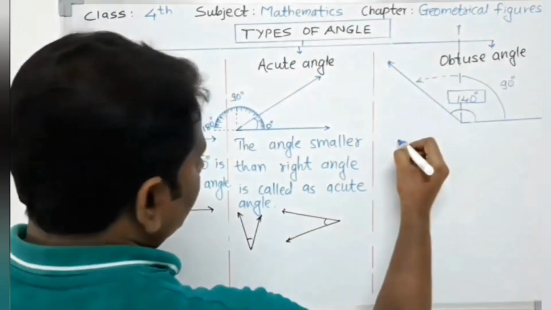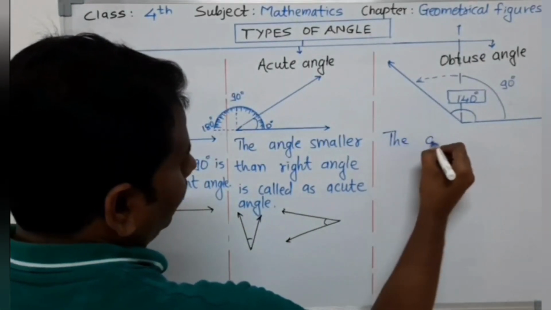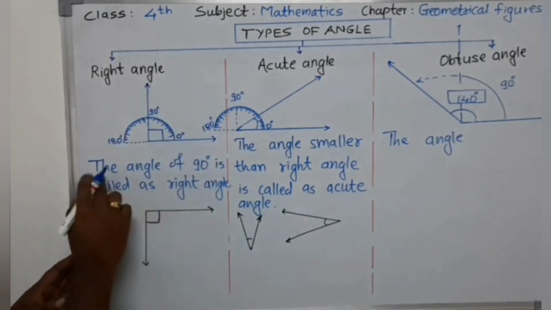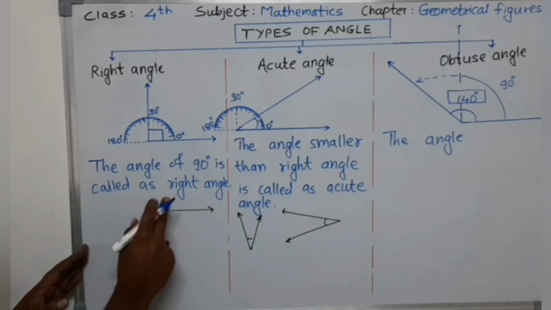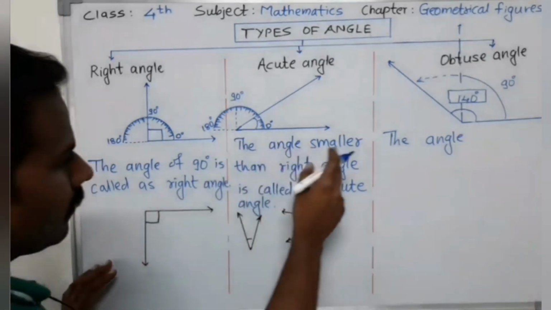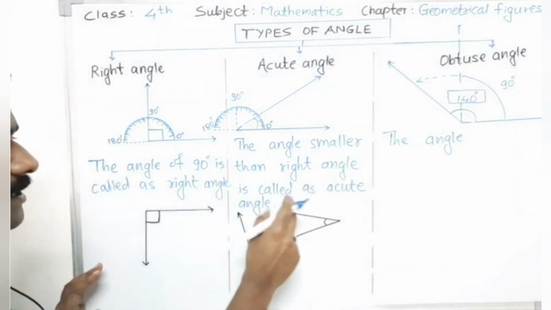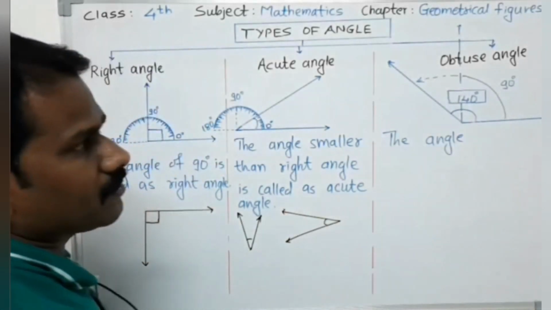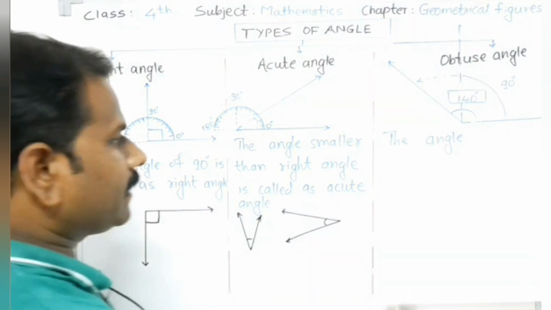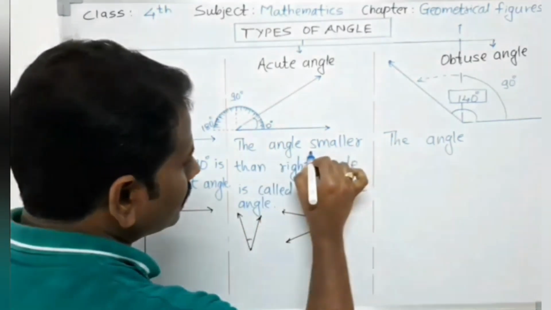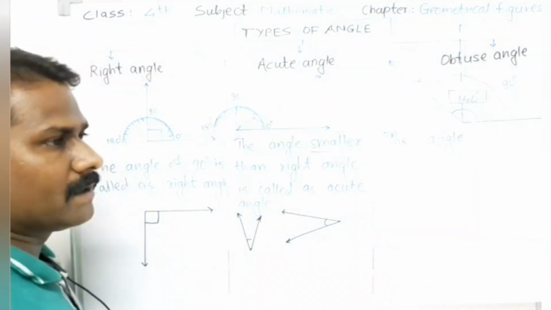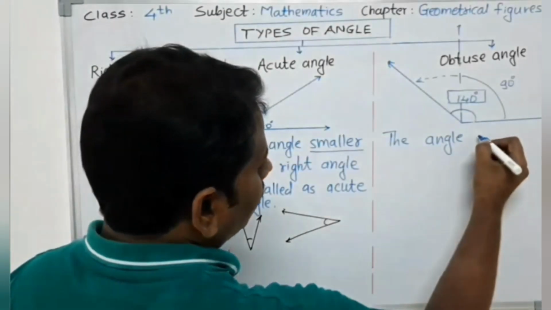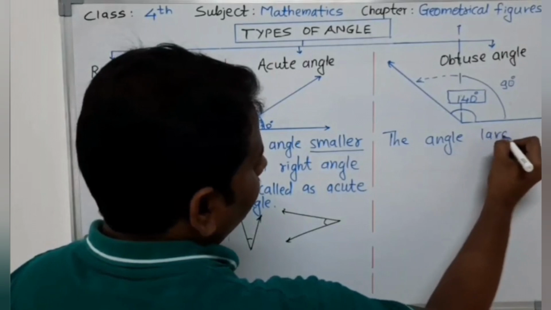So therefore we can write the definition. How to write the definition? Look at the board. No change in the format as we have made the definitions here. The angle of 90 degree is called as right angle. Then the angle smaller than right angle is called as acute angle. In the same manner, we can write down the definition of obtuse angle. And how to write it? Beside the word smaller, we have to use the word greater or larger.